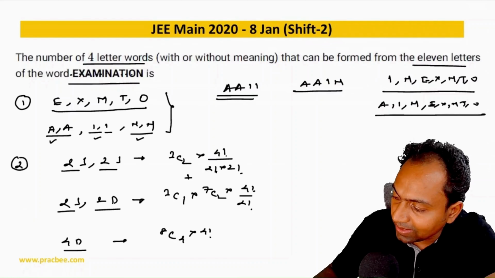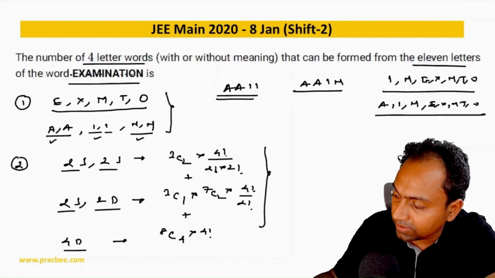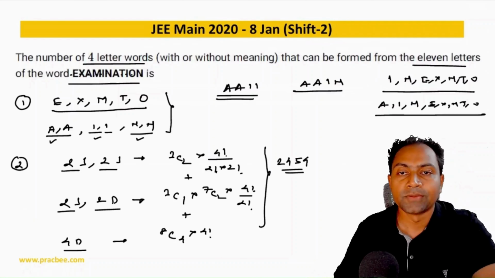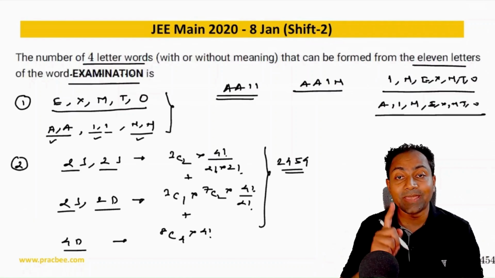Now let us add the answers of all of these 3 cases, and if I do so, what I get is nothing but 2, 4, 5. So in such cases, all you need to do is make cases.